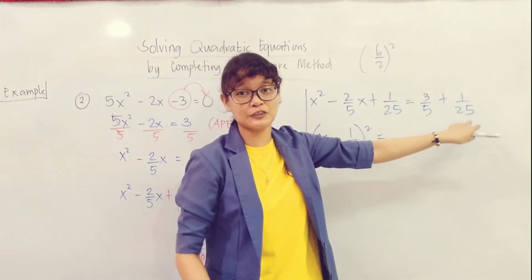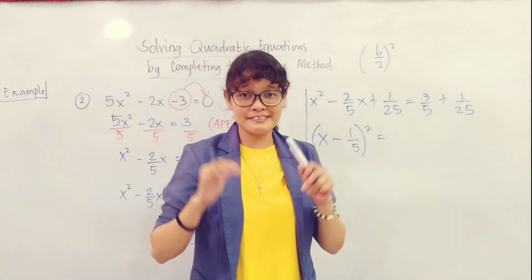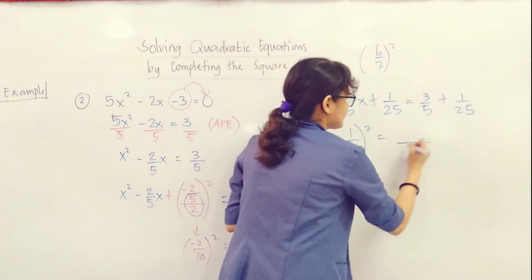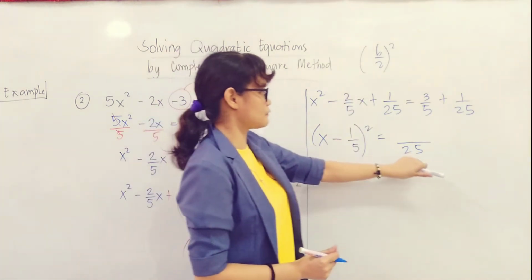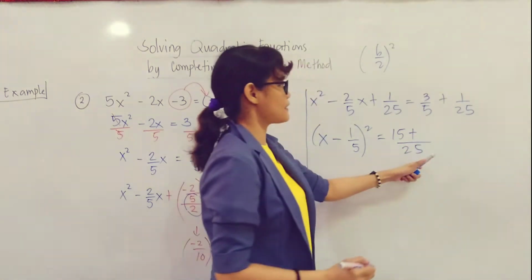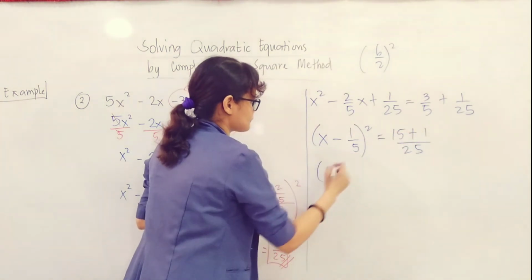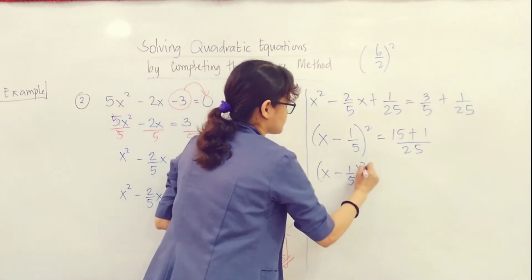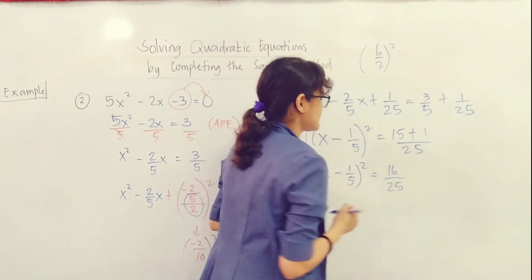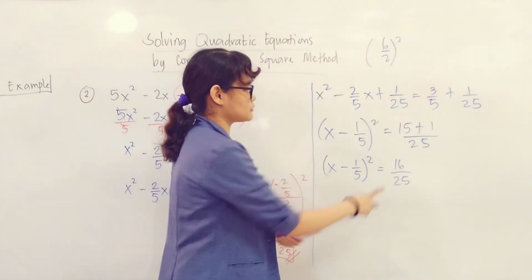They are dissimilar fractions. So how do you add dissimilar fractions? Diba? You will get the LCD. And the LCD for 5 and 25 is simply equal to 25. Divide, multiply. So 25 divided by 5 is 5 times 3. So you'll have 15 plus 25 divided by 25 is 1 times 1. So that is 1. Next. Simplify this one further. So we have x minus 1 over 5 squared equal to 15 plus 1 is 16 over 25. Alright, so nasa factored form na, you have x minus 1 over 5 squared equals to 16 over 25.